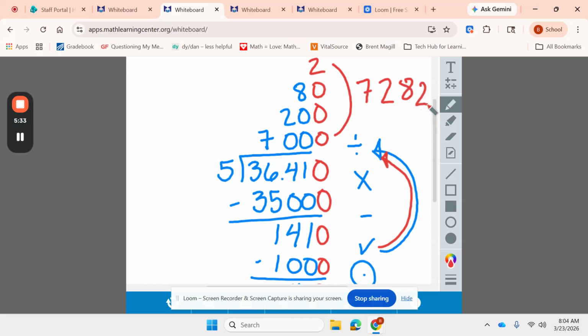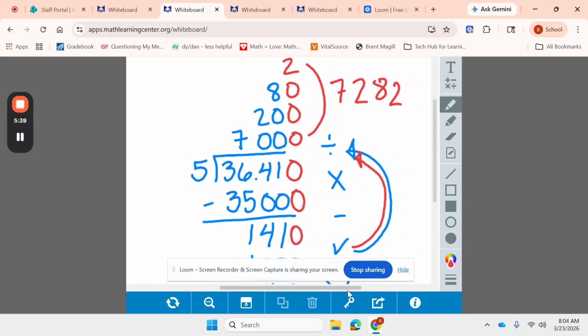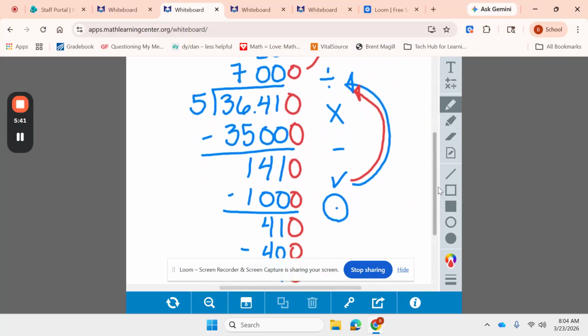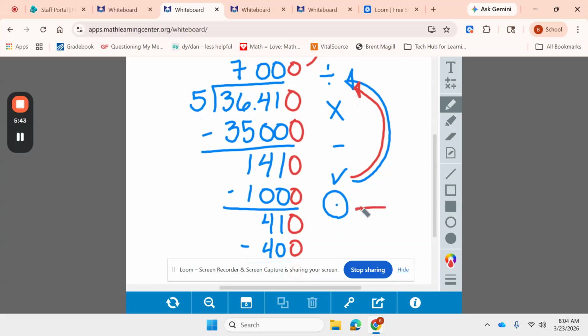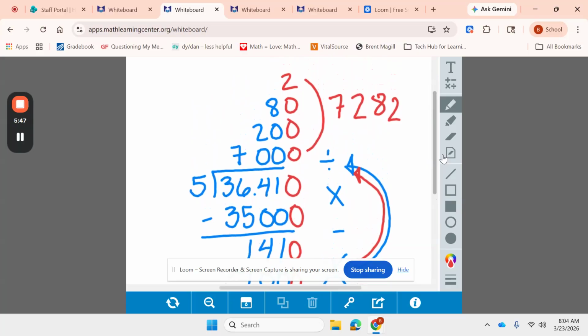282, because the next step is to actually consider the decimal. Remember, the last step, if I go down here, you can see we're going to consider the decimal last. So I go back up, and I think about this number. This number is not 36,410. It's actually 36 and 410 thousandths.